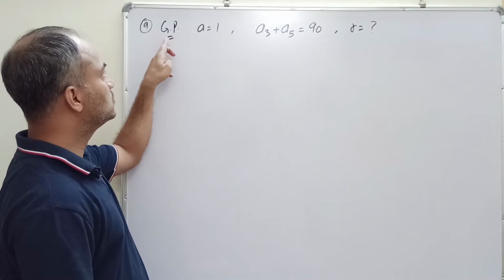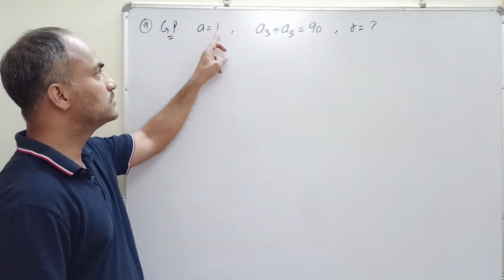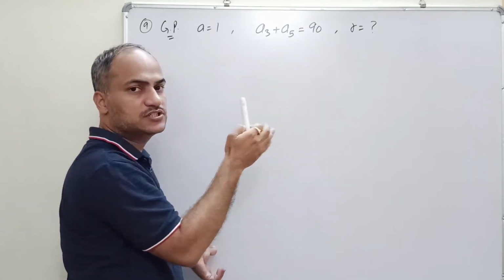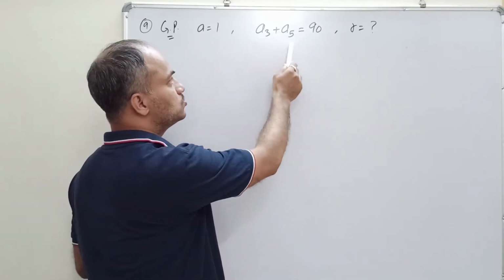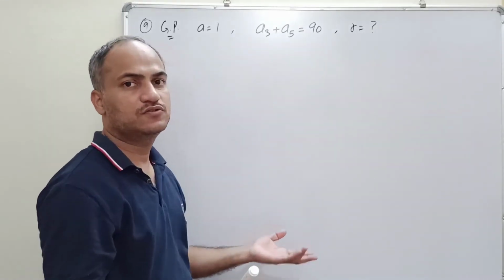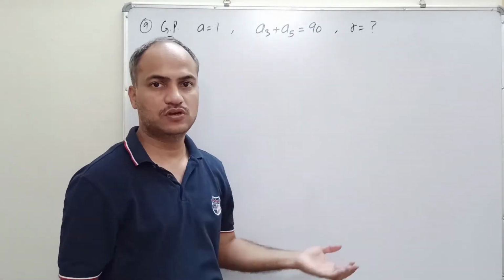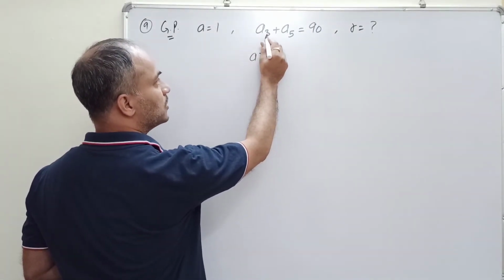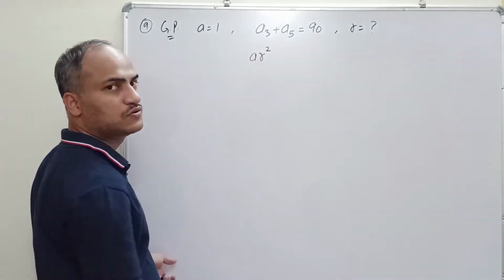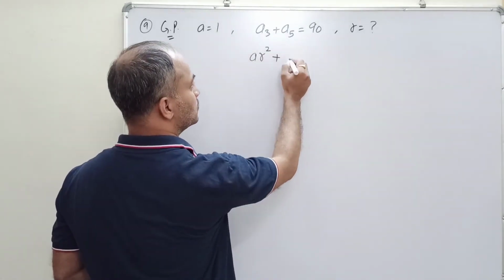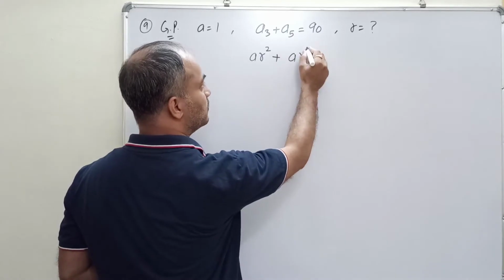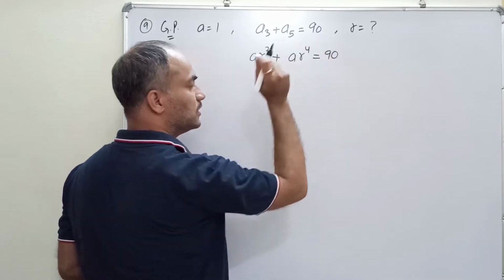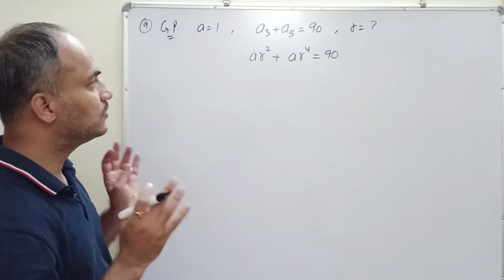In this question, the series is a GP. The first term is given to us, and we are given the condition that A3 plus A5, the sum of the third term and the fifth term, is 90, and we have to find the common ratio. Very simple question. So A3 becomes a r^2, since 3 minus 1 is 2, and A5 becomes a r^4, since 5 minus 1 is 4. This is equal to 90. Clear guys? This value is given to us.